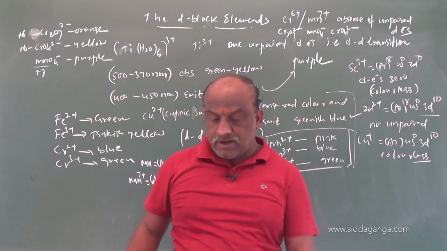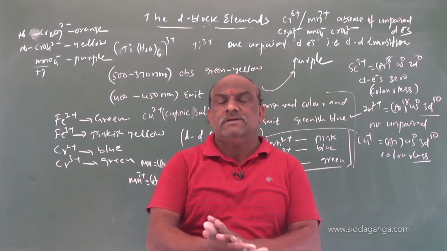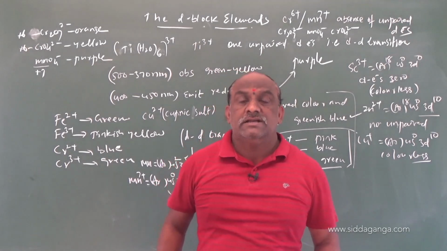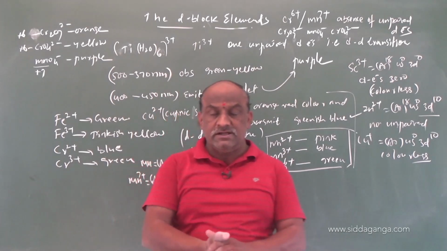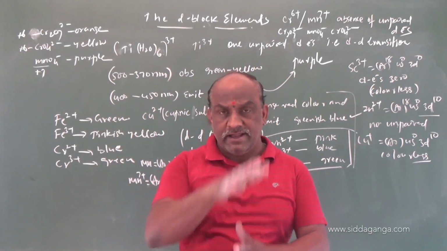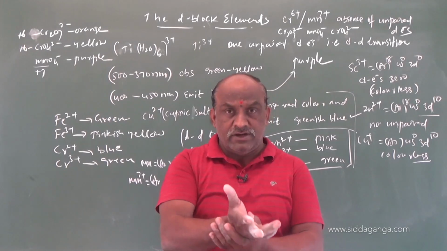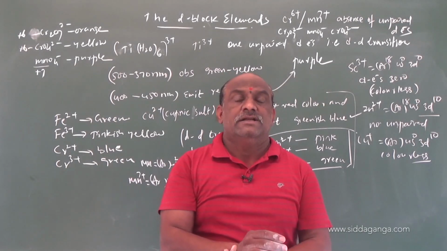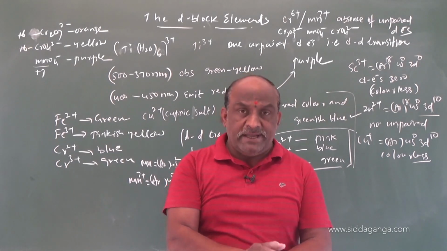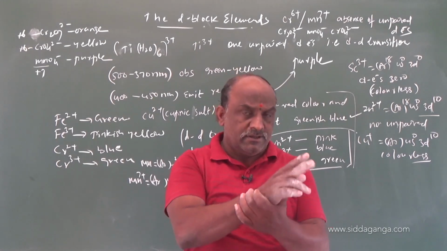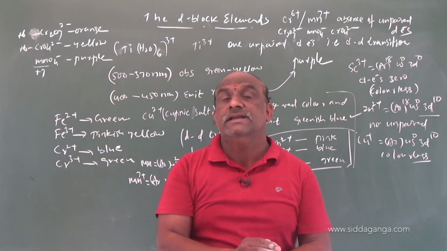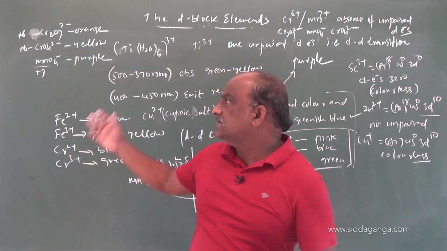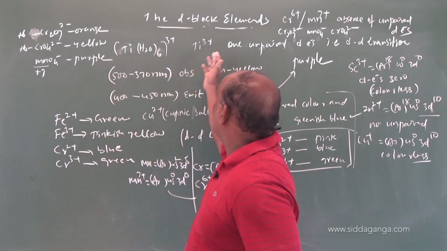So this was the color property. Why do transition elements exhibit color? Due to the presence of unpaired d electrons. Those d electrons absorb some visible radiation and jump from a lower energy level to a higher energy level under the influence of water molecules or anions. That is called crystal field splitting, and that transition is called d-d transition.